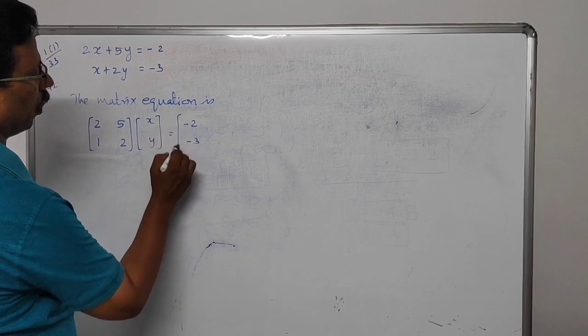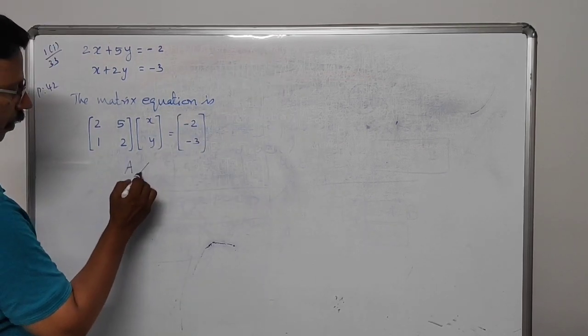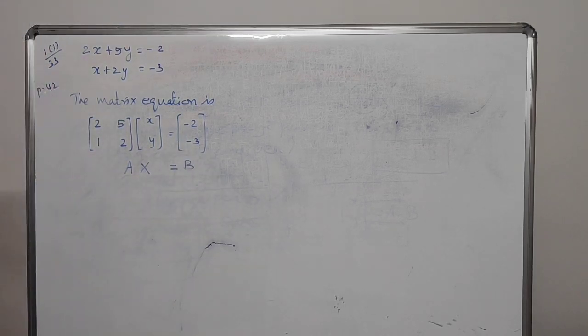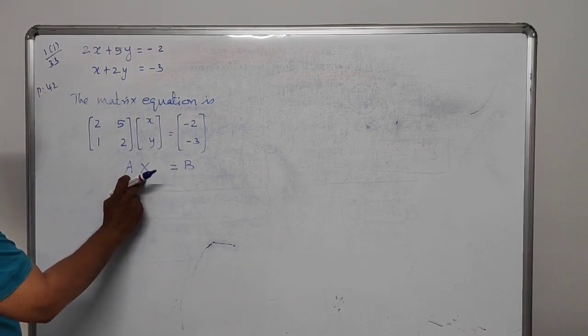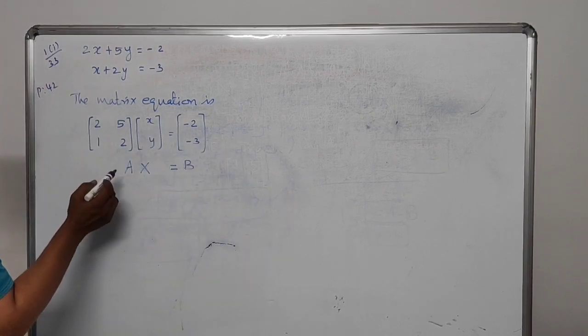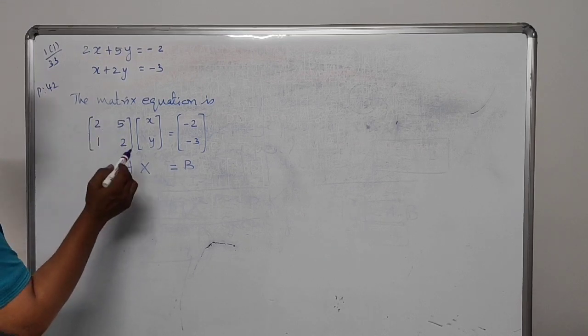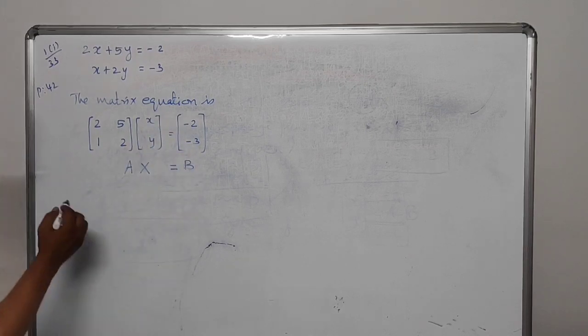Now this is of the form Ax equal to B. This is called a matrix equation. With this we have to find the value of X, which means we have to use the formula X equal to A inverse B. But before that let us see what A is. A is nothing but 2, 5, 1, 2, matrix X is x, y, and matrix B is minus 2, minus 3.